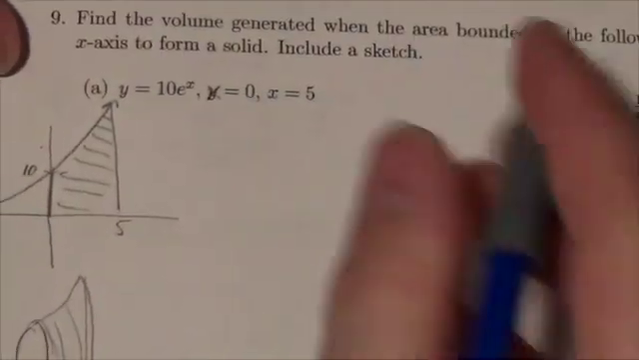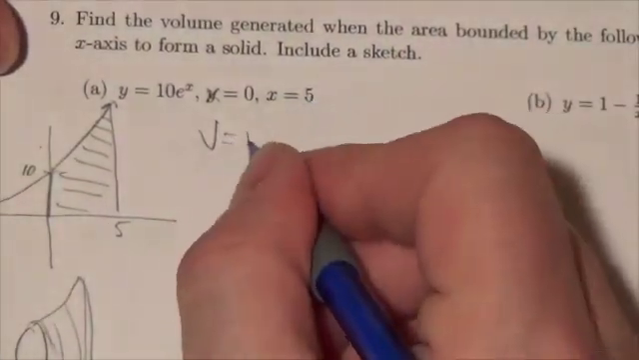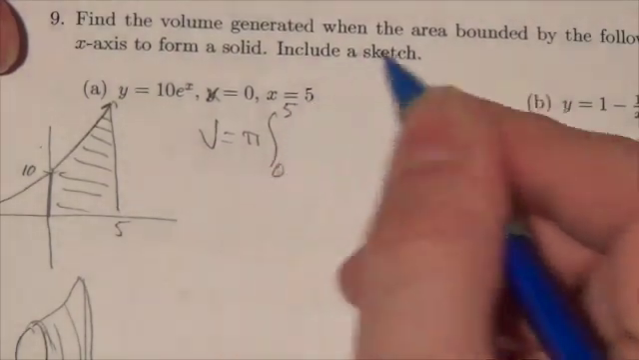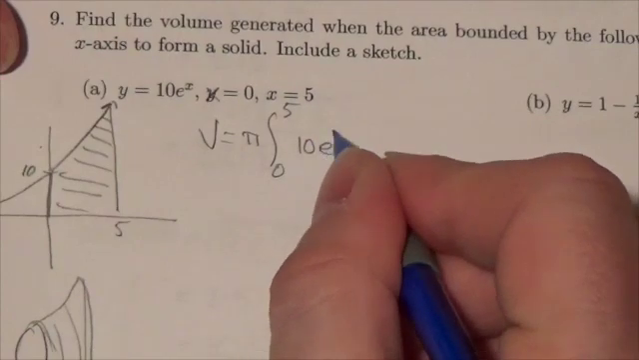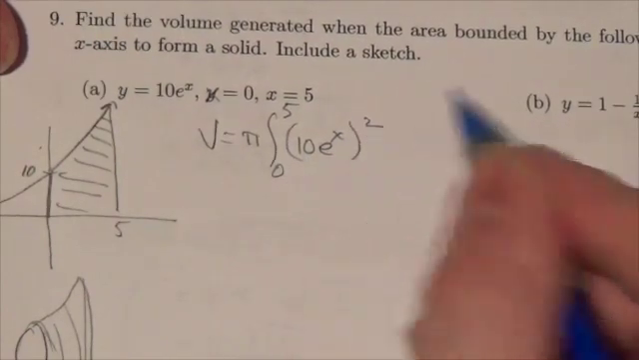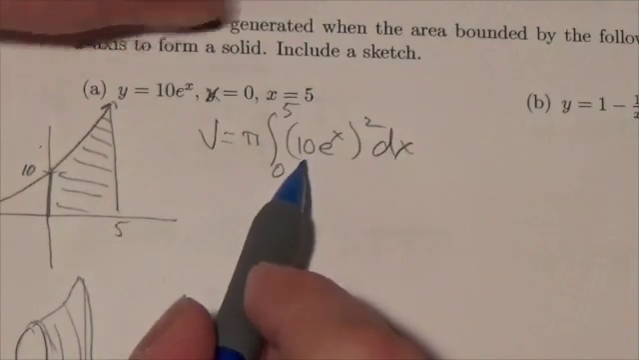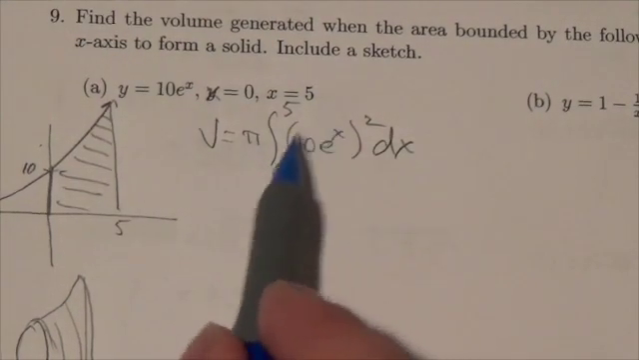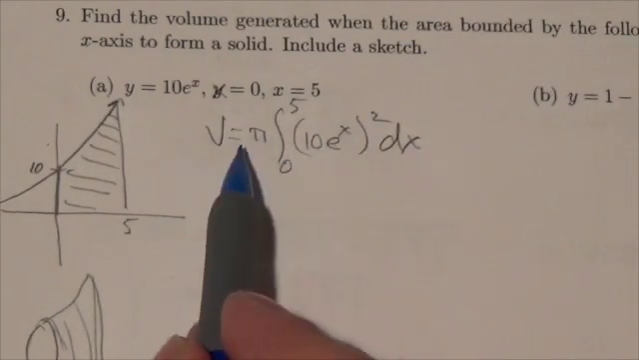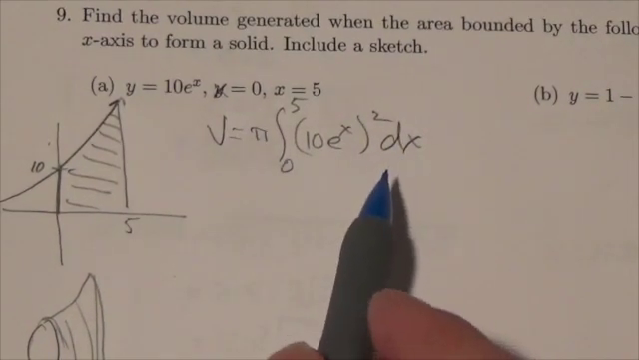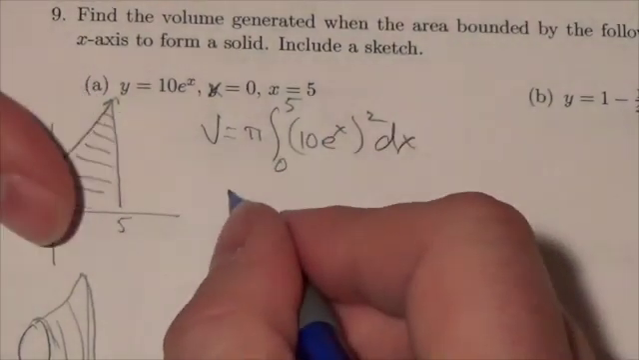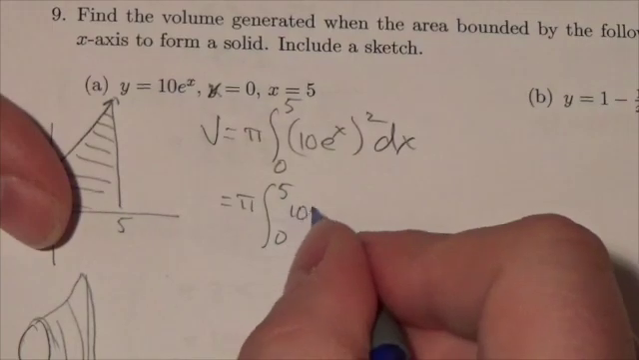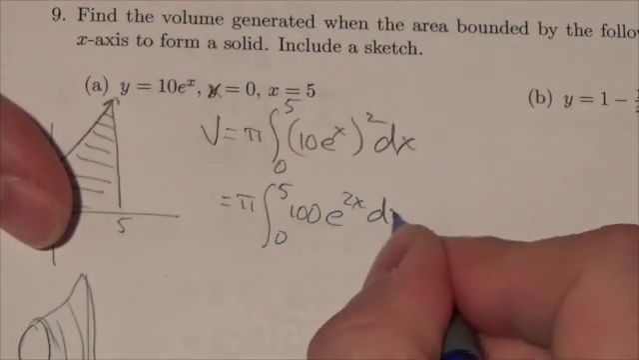Anyway, regardless, the formula for volume here is going to be pi times the integral. In this case, we're going to go from 0 to 5 of our function squared dx. Because remember, what we're doing is breaking these things apart into cylinders, and this is the radius squared times pi, and then dx is really the height of each one of those little cylinders here. So this is pi times the integral from 0 to 5 of 100 e to the 2x dx.